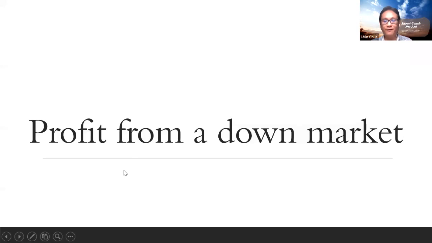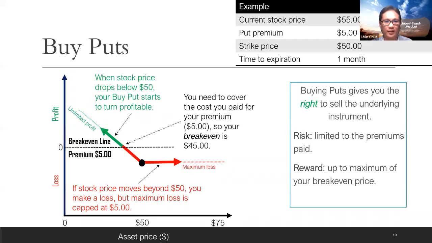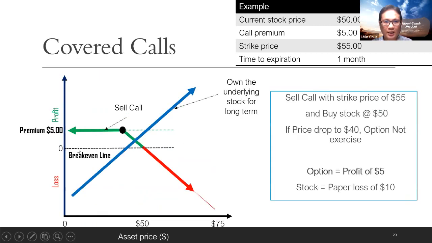So let's say, for example, down market, how can you actually profit from a down market? I believe I have already shown some examples. Number one is you just buy puts. As you can see here, you buy puts. This is similar to what I've shown just now. If you buy puts, when the price drops, you actually make money. The other one is what we call a covered call. So how you make sure you don't go naked is to have a covered call.